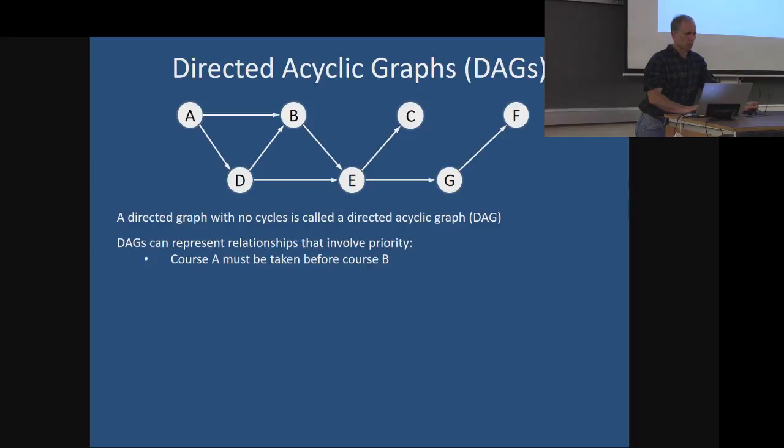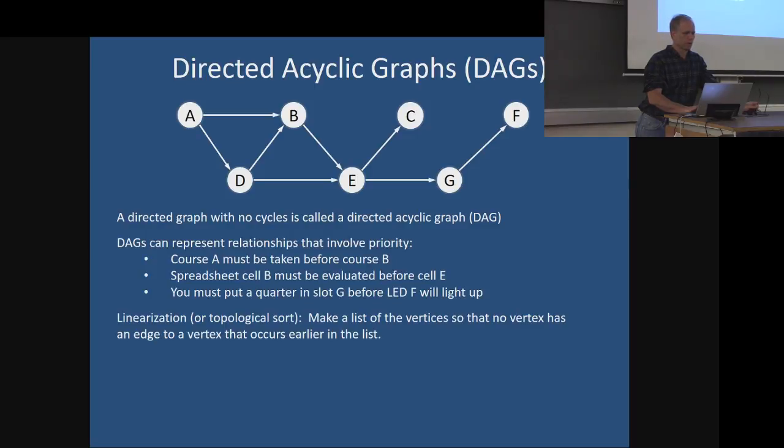we talked about what they were for. I'm not going to repeat that. We're going to look at some examples later. Linearization is making a list of vertices such that no vertex has an edge to a vertex that occurs earlier in the list. So linearization of this would have the property that A has to come before B and D, because A has edges to B and D. B has to come before E. D has to come before B and E, and so on.